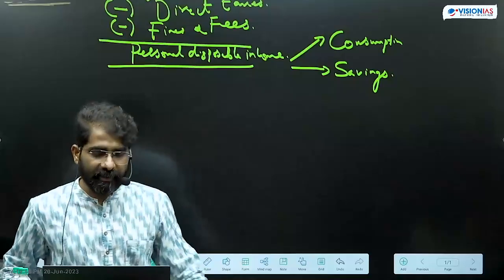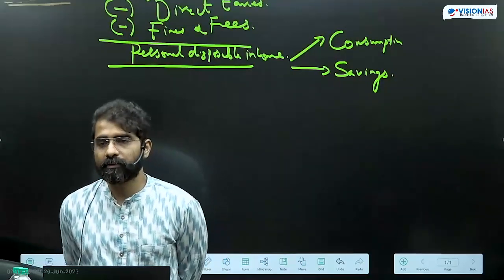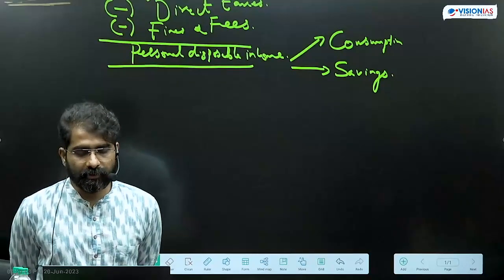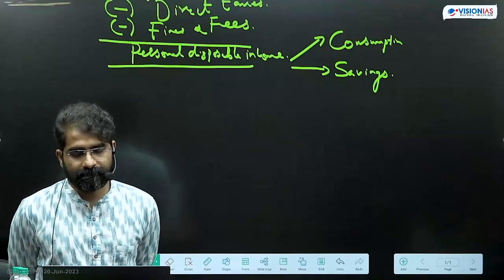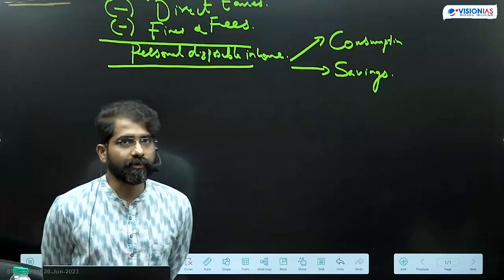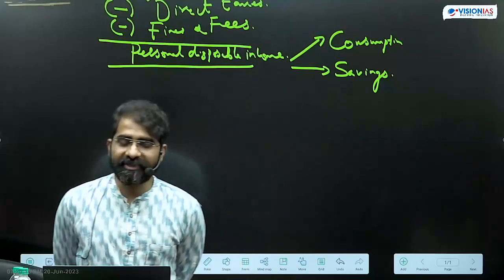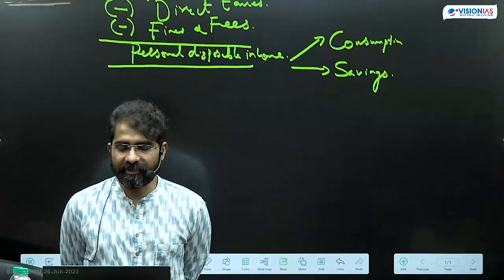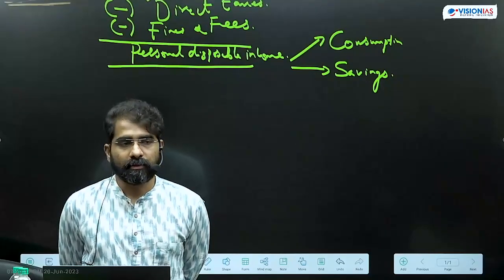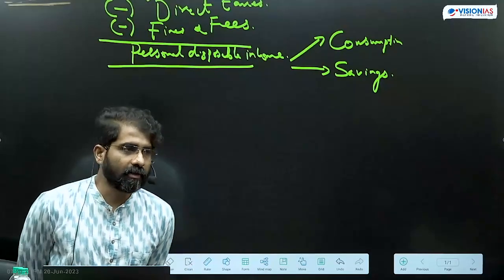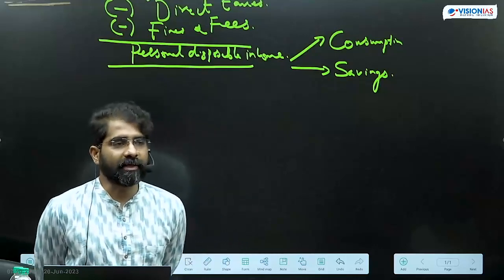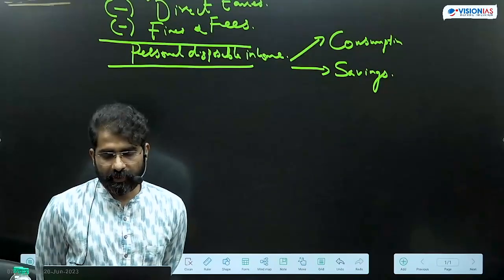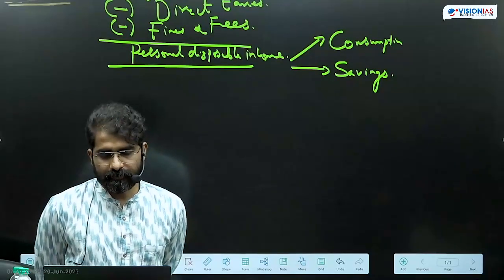Real per capita income is then computed by adjusting inflation with nominal per capita income. Continue.